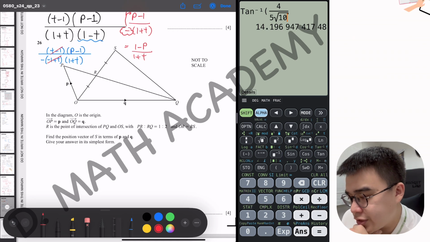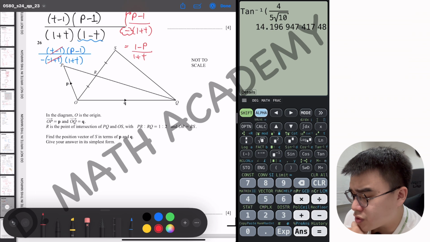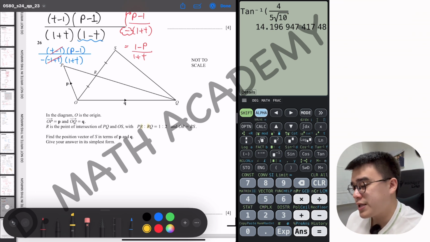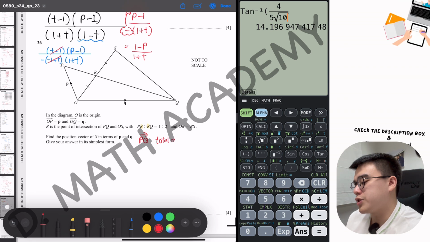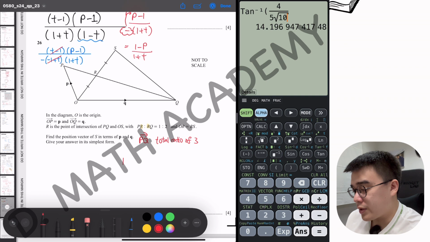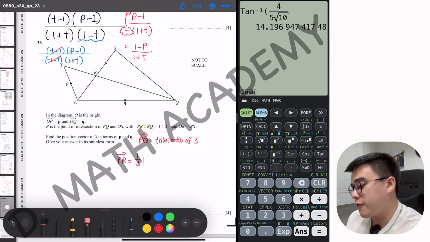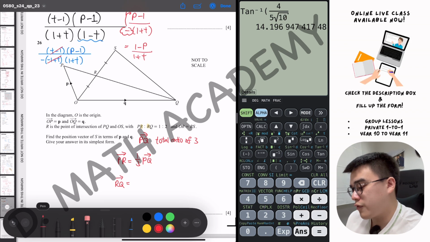Okay, so question 26. PR and RQ is 1 to 2. Okay, this is actually my favorite question because they repeated. This serves as a reminder that we are dealing with the entire thing as PQ with a total ratio of 3. So if I wanted to find PR, it will be 1/3 of PQ. If I wanted to find RQ, it will be 2/3 of PQ.